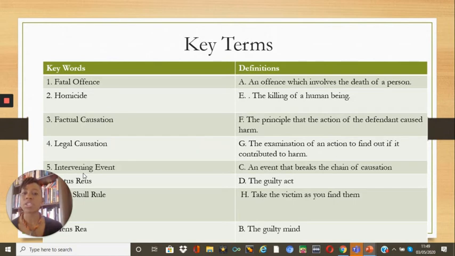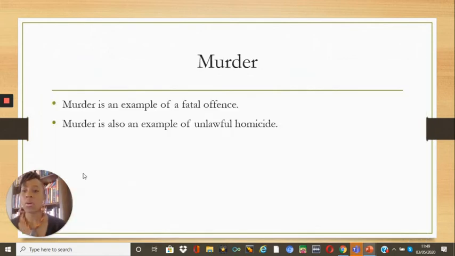So 3F. 4 is the legal causation, and that is the examination of an action to find out if it contributed to harm. So you have 4G. 5 is an intervening event, and that is an event that breaks the chain of causation. Actus reus, which was 6, is D, and that's the guilty act. Thin skull rule is number 7, and that goes with H, which is take the victim as you find them. And lastly, we have mens rea, which is the guilty mind.